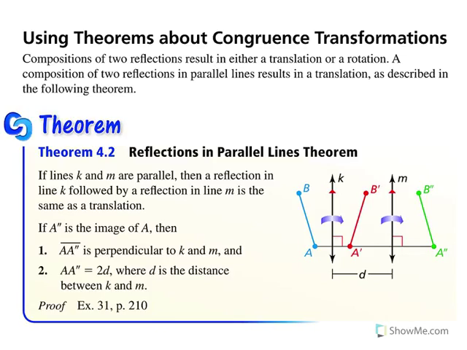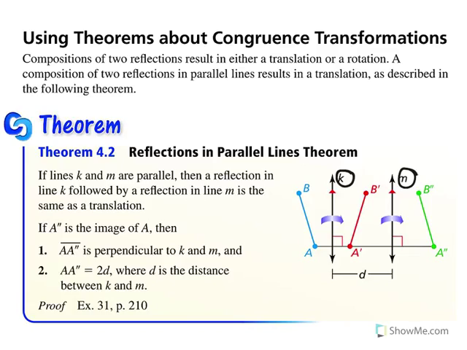So when we think about congruence, we can reflect images across any line. Now typically we think about them as being reflected across the x-axis or the y-axis, or common lines like our y equals x or y equals negative x. But we can reflect a shape across any given line. In this theorem, reflections in parallel lines theorem, it simply tells us if I reflect an image across a set of parallel lines, so I reflected across the first one, in this case line K, and then I reflect it again across M, it's going to result in a translation.